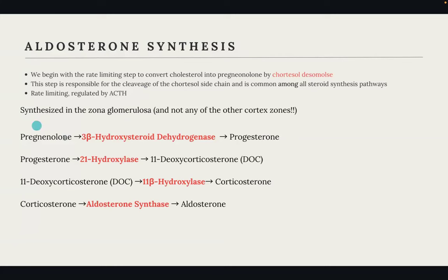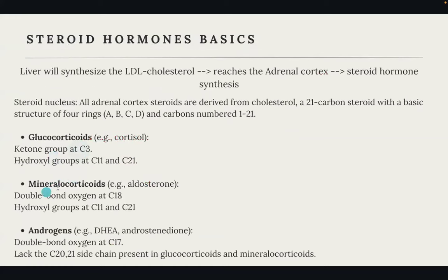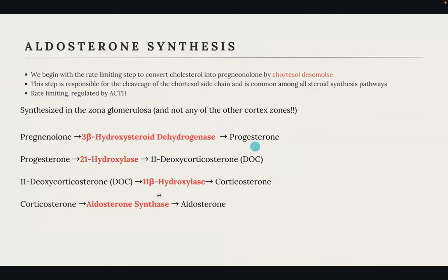Now, first of all, we begin with pregnenolone. I hope you guys know by now why we have pregnenolone. It's because of the cleavage of the side chain of cholesterol. Then we undergo this enzyme, 3-beta-hydroxysteroid dehydrogenase. It's a big name, but memorize it. You'll definitely be asked about it. Then you'll have progesterone. After we have progesterone, we have 21-hydroxylase. And do you see how this makes sense now? 21-hydroxylase: we've hydroxylated at position C21. So it'll make sense, don't worry.